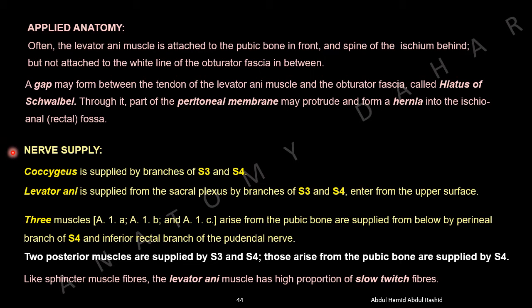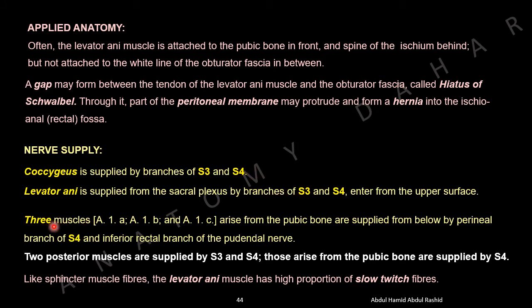Nerve supply of the pelvic diaphragm. The coccygeus muscle, the one far at the back, is supplied by branches from sacral 3 and sacral 4. The levator ani muscle is supplied from the sacral plexus by branches of sacral 3 and sacral 4 entering from the upper surface. That is, the two posterior muscles of the pelvic diaphragm receive nerve supply from sacral 3 and sacral 4.